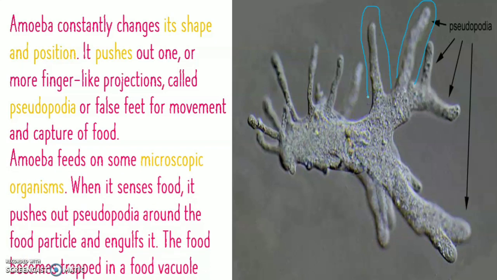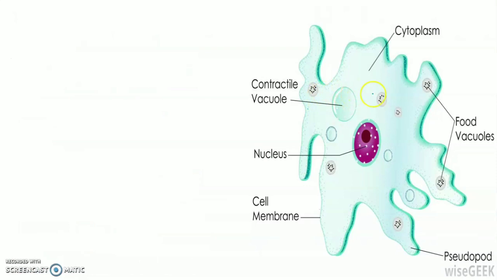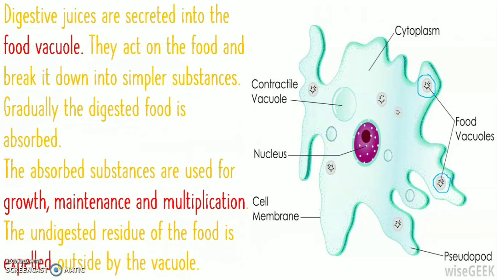How? So amoeba feeds on some microscopic organisms. So when it sees some food, then what will it do? It will put out pseudopodia, and then the pseudopodia will go and catch the food. And then the food becomes trapped in a food vacuole. So you see these are the food vacuoles, and this is where the food is being trapped.